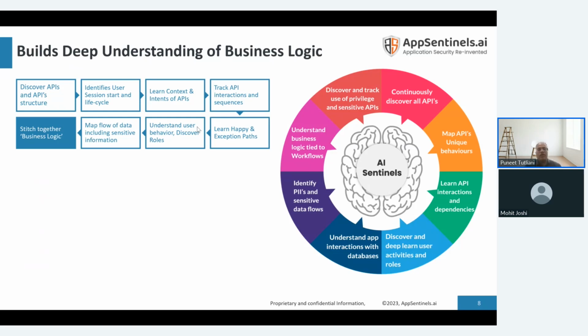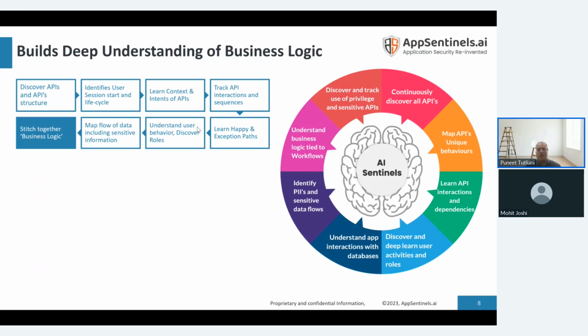While it discovers all APIs, it also tries to understand the context and intent of each API. I'll give a very brief example. If you think of a trading application, you may have an API which fetches the live stock price, and another API which resets a password. There is a big difference in context between the two APIs, and the majority of platforms do not understand this context. AppSentinels, on the contrary, understands this out of the box.